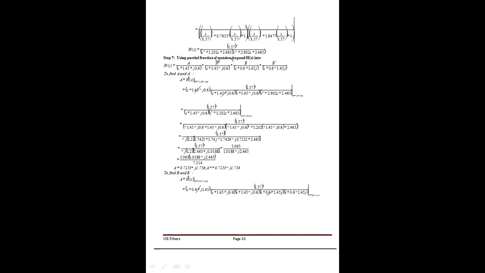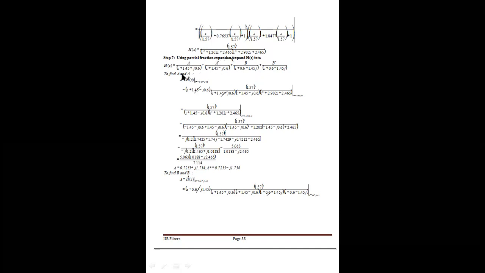s squared plus 1.202 s plus 2.465, into s squared plus 2.902 s plus 2.465. Okay, so we have to take the partial fraction expansion. So by partial fraction, we will be having two different factors.